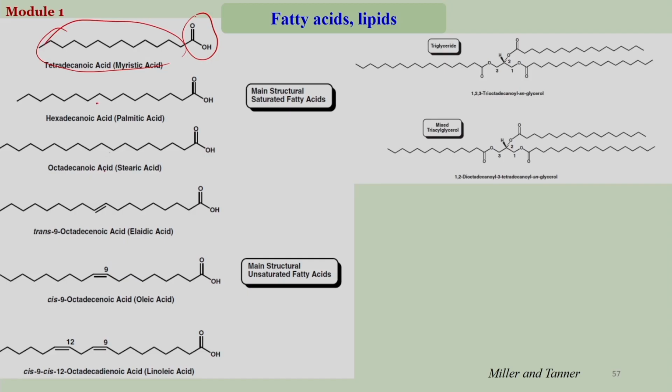In terms of number of carbons, the number of carbons can change. Number 2, they can have double bonds. They can be saturated fatty acids or unsaturated fatty acids. So, these are some examples of saturated fatty acids. For example, this is palmitic acid, stearic acid, these names maybe you have heard. And then there are unsaturated fatty acids.